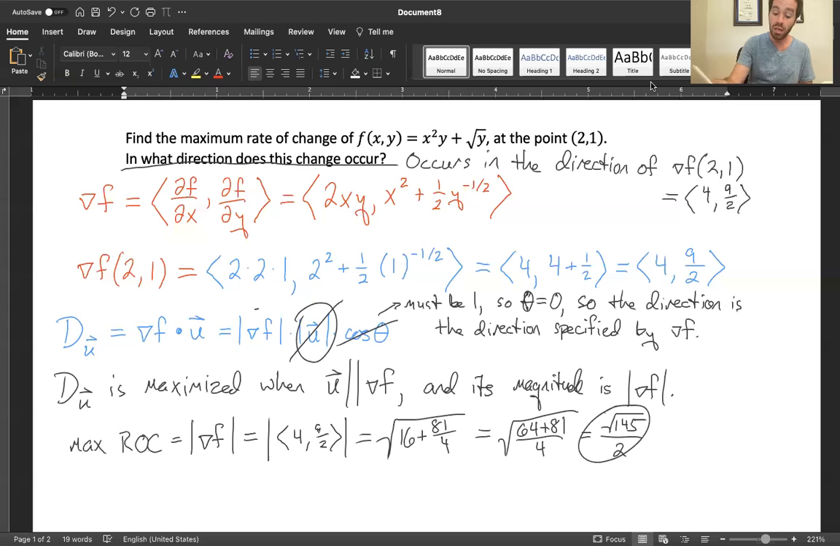So just to emphasize and summarize, the maximum rate of change is the square root of 145 over 2. And that maximum rate of change occurs in the direction specified by the gradient vector. You can convert it to a unit vector if you want, but you certainly don't have to.